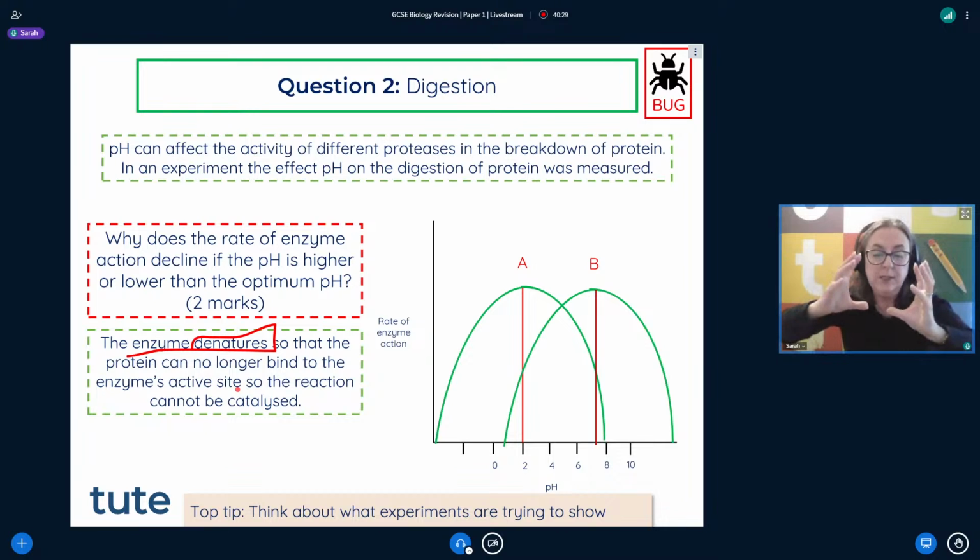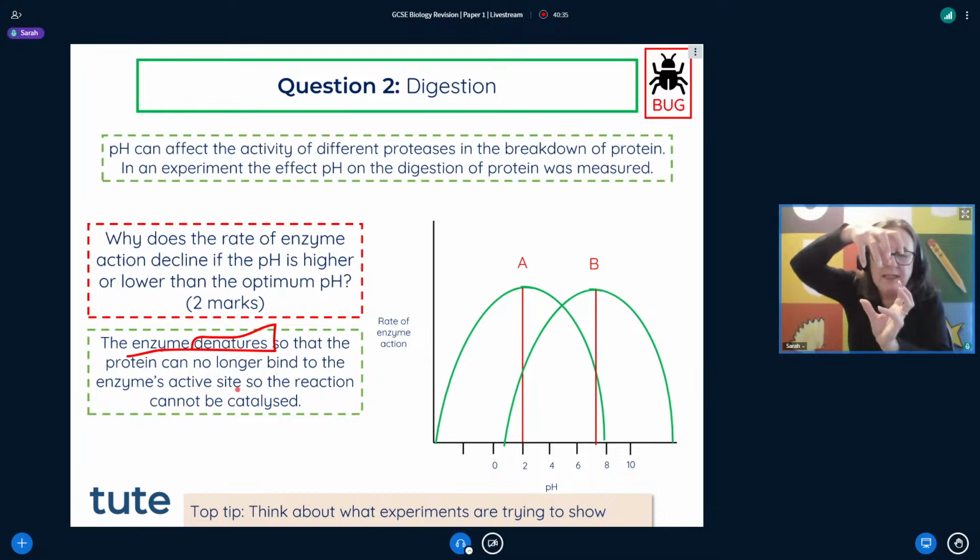And that's because, as we know, enzymes have this very particular shape, which allows a substrate molecule like a protein or a carbohydrate or whatever's been digested to latch on exactly. So if that enzyme is damaged because of too acidic or alkaline conditions, it knocks out that active site and those food molecules can't attach anymore. So the reaction cannot be catalyzed and it means the reaction might stop.